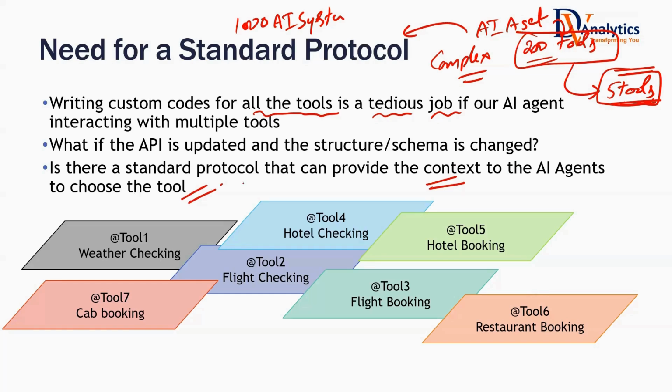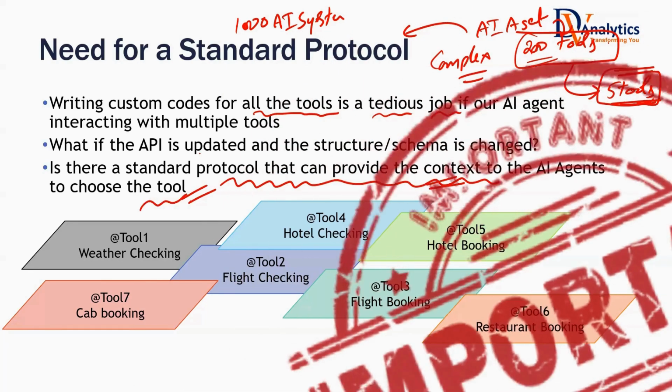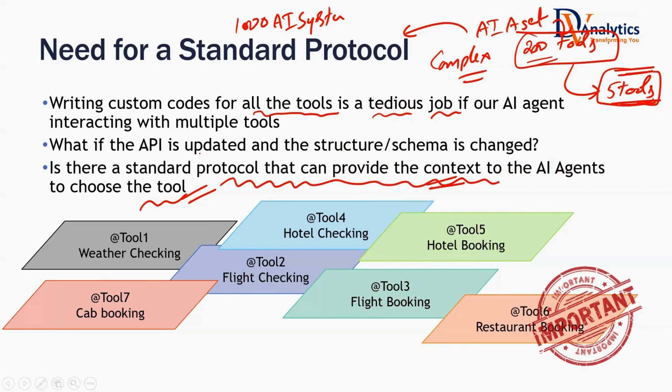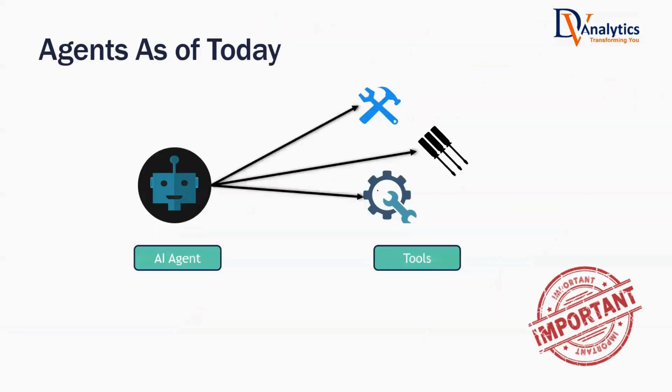Can we create a standard protocol that can provide the context to AI agents to choose the tool? There are two simple ways to look at this. Even though MCP is a very big deal right now, the simplest way to look at it is that earlier, agents used to directly interact with the tool. Now MCP comes into the picture.